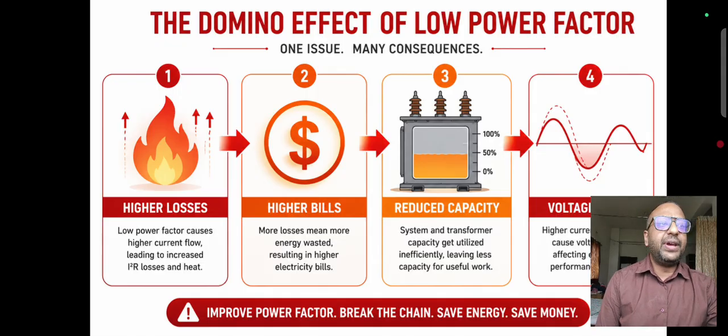Now we come to effects of low power factor. The consequences are higher energy loss, that means more heat will be generated, and higher electricity bills. Utilities charge a penalty for power factor below 0.9 in industrial systems. There is also reduced system capacity, as your transformer can't handle the load at the time of need if the load is more, and voltage drop that harms sensitive equipment. It is a cascade of inefficiency.